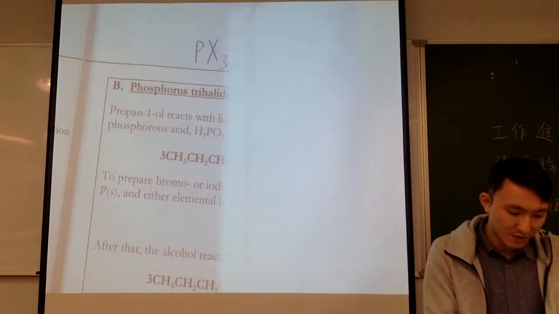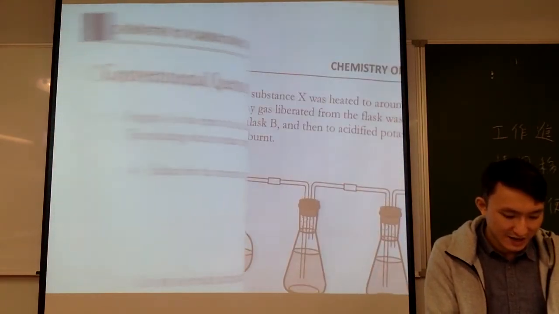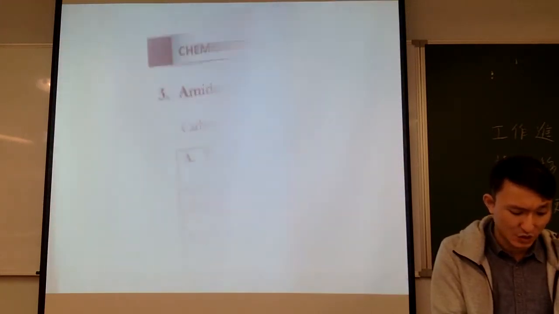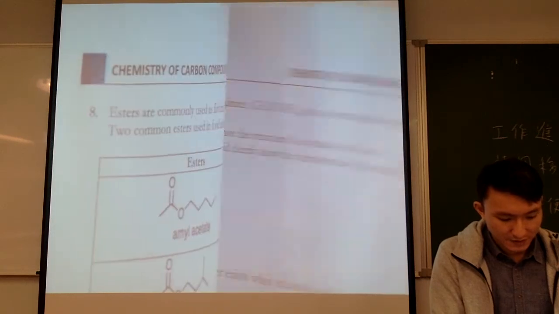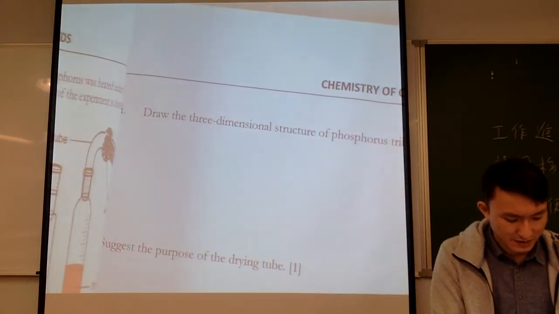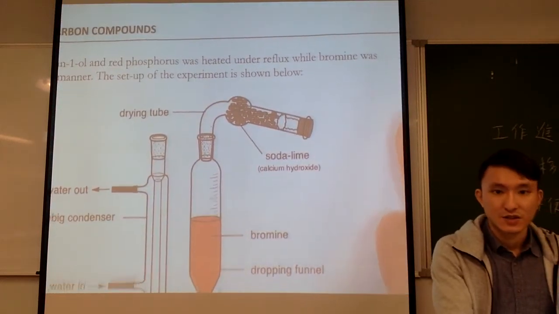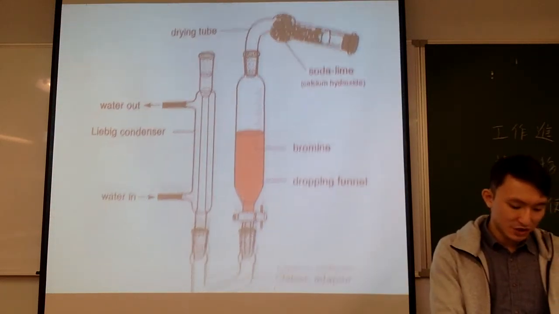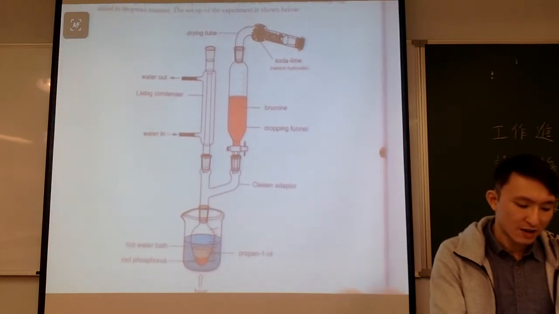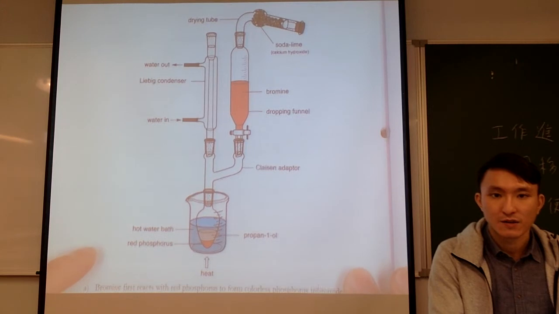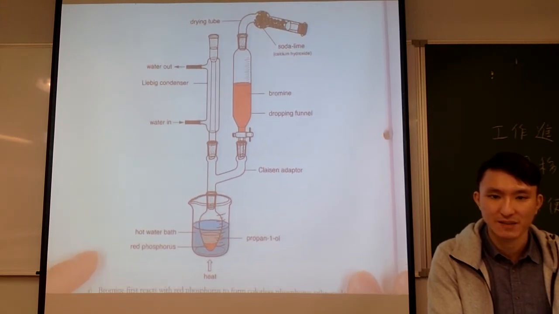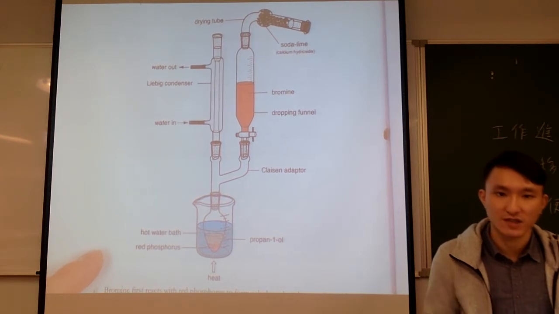Now, there was an extra question that I have created, which is related to the reaction. Let me find it. Okay, this one. So this is a setup to show you how to produce bromoalkane from phosphorus tribromide. So it's quite a complicated setup, but that gives you a more authentic idea.